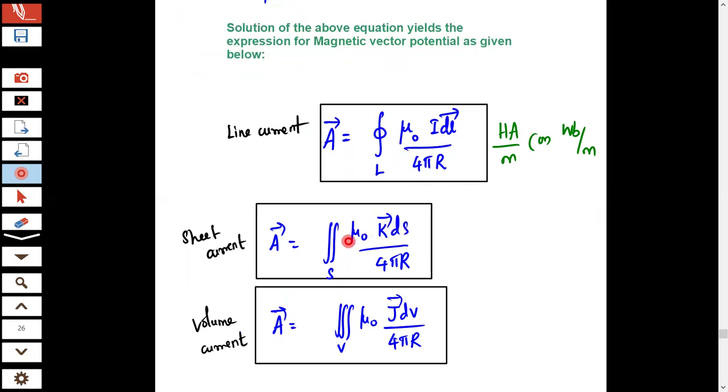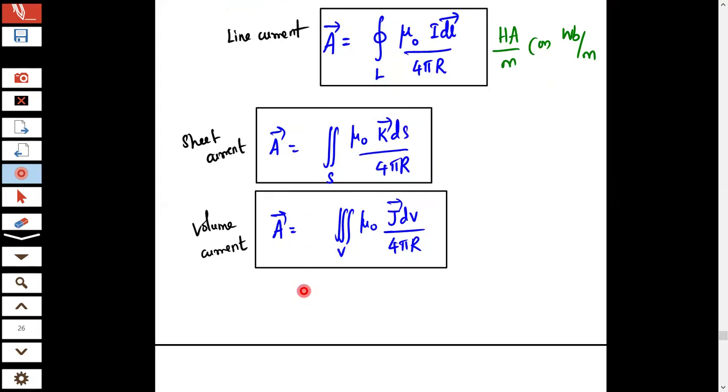And the integration will be over mu naught KdS by 4 pi r over the surface of the current element. And instead of line or surface, if we have a volume carrying current, then we can replace IdL with JdV, and the integration is volume integration over mu naught JdV by 4 pi r.